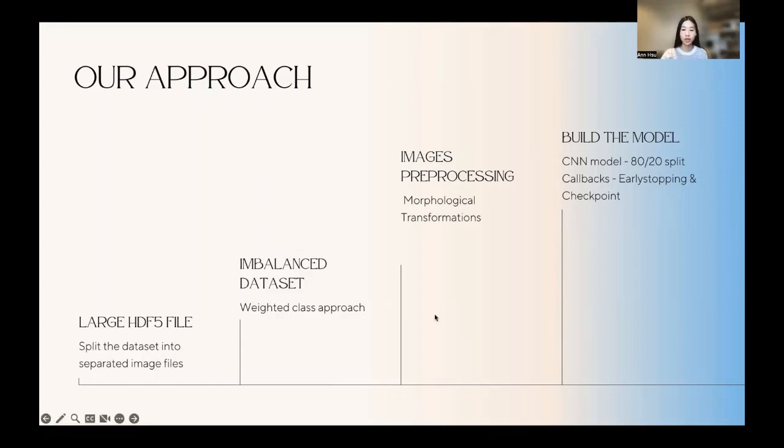And then we use morphological transformation as our image processing technique, because the original data set, which is Galaxy Zoo, uses morphological characteristics to classify galaxy images. And then we build our CNN model, with 80% of the data split into training data and 20% into validation data. We also use some callbacks to avoid the overfitting problem, such as early stopping and checkpoints.